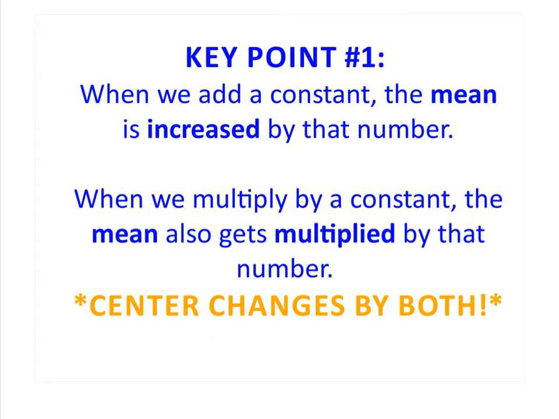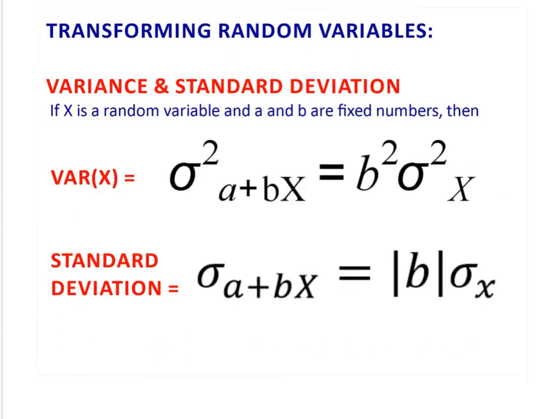So key point number 1: when we add a constant, the mean is increased by that number. When we multiply by a constant, the mean also gets multiplied by that number. And if we think about chapter 2, this is the same key point. The center changes by both A and B.